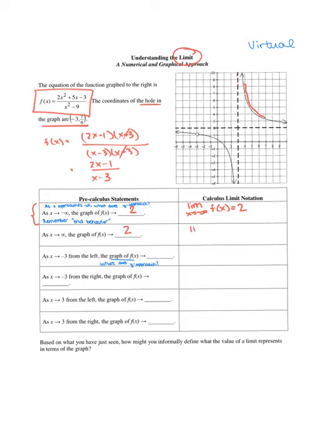So that is going to be the answer to my limit, and I would say the limit as x goes to infinity is 2. Okay, now for the next two questions, we're going to look a little bit more closely at the hole at -3.